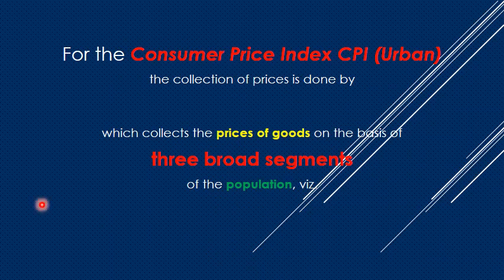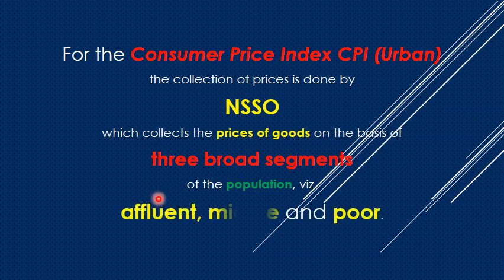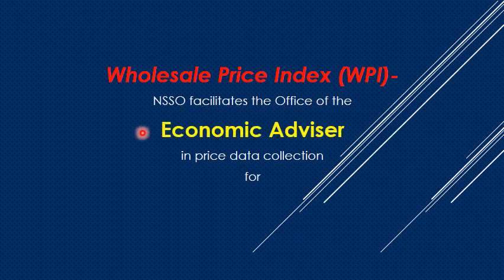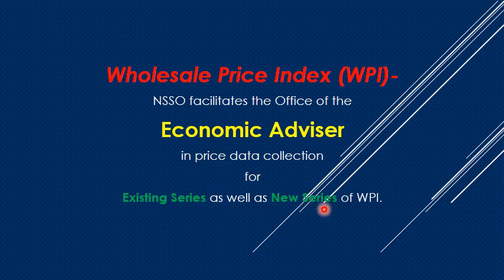For the Consumer Price Index CPI urban, the collection of prices is done by NSSO, National Sample Survey Office, which collects the prices of goods on the basis of three broad segments of the population. Which are these? Affluent, middle and poor classes of people. Wholesale Price Index WPI. NSSO facilitates the office of the economic advisor in price data collection for existing series as well as new series of the wholesale price index.